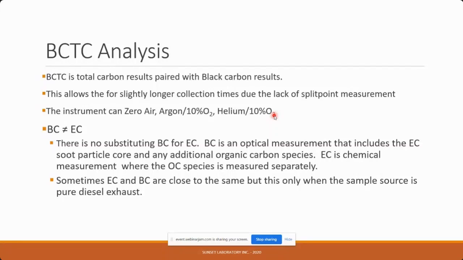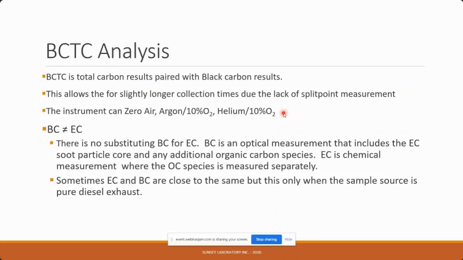But I want to tell people too that it's important to know that black carbon is not elemental carbon. Elemental carbon is the soot particle core. This is what makes up the primary black color of black carbon. Black carbon, though, refers to the optical measurement. So this is including all of the organic species as well as the elemental carbon core. And in the environment, that can be quite variable.